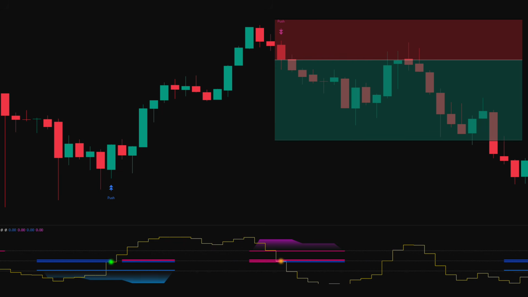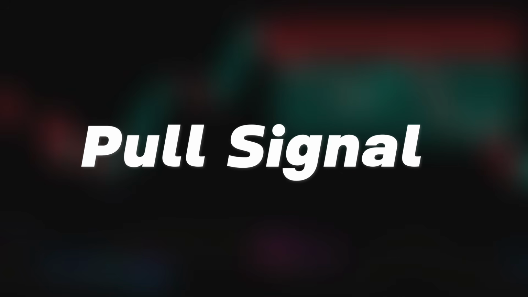When momentum from both time frames aligns, they act like two magnet poles in resonance, generating a powerful thrust that creates reversal signals. Next, let's dive into the mechanism behind the pull signal. The mechanism of the pull signal is different from push.